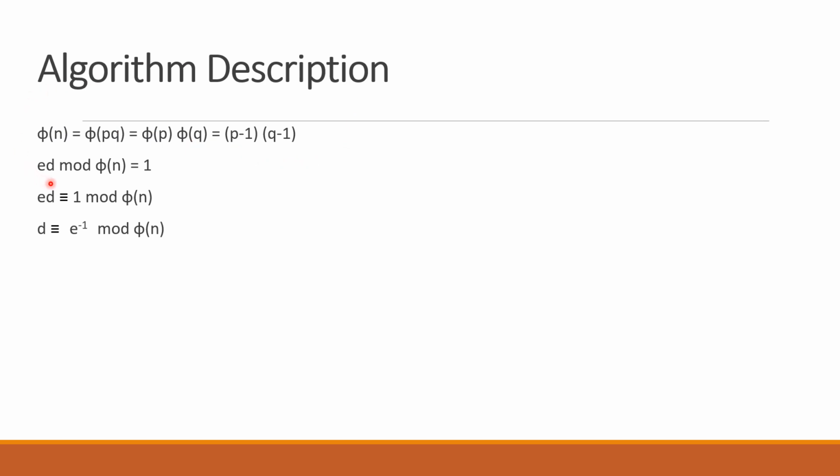Then we have the calculation of the D value, that is the private key value, which is given by the formula ED is congruent to 1 mod phi of n. From this I can calculate D, because E is the chosen integer, so D can be written as E inverse mod phi of n. Using this formula, the receiver will calculate the value of D, and that key will be used for decryption, where E will be used for encryption.